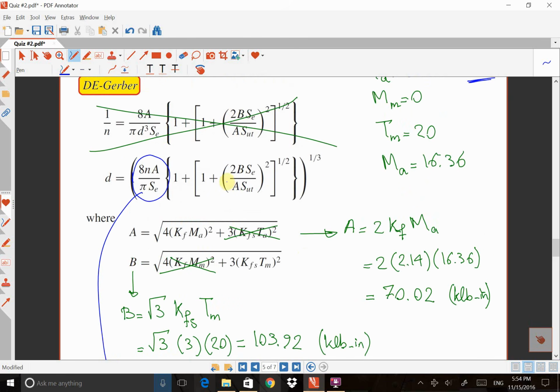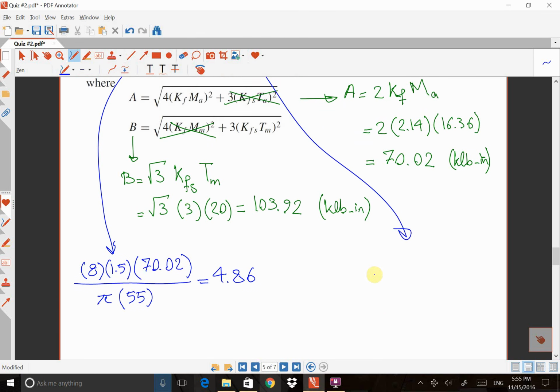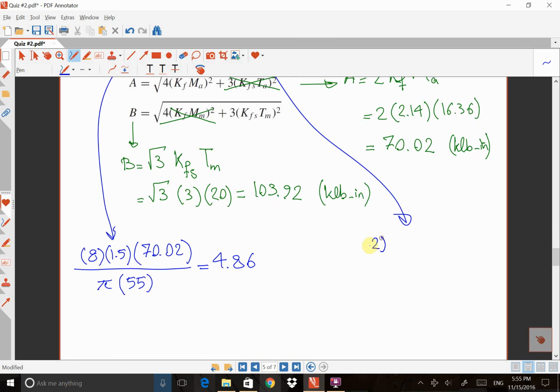Okay, and now I'm gonna find this guy here. That is 2 times B, 103.92 times SE, which is 55, divided by A, and SUT is 240.